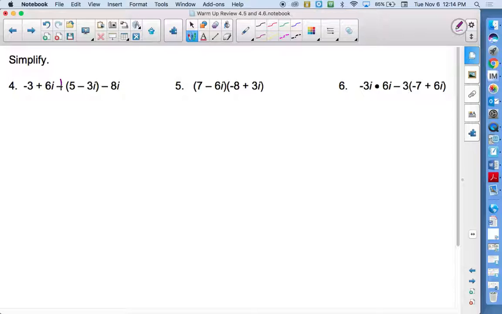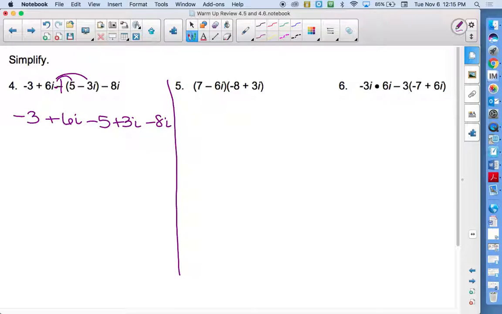And in this case, we have a parenthesis there. Really, there's a negative 1 in front, so that negative 1 needs to be distributed through the parentheses. So we have a negative 3 plus 6i. That doesn't change. And then you're taking negative 1 times 5, negative 1 times negative 3i, so positive 3i, and then minus 8i. And then combining your like terms.